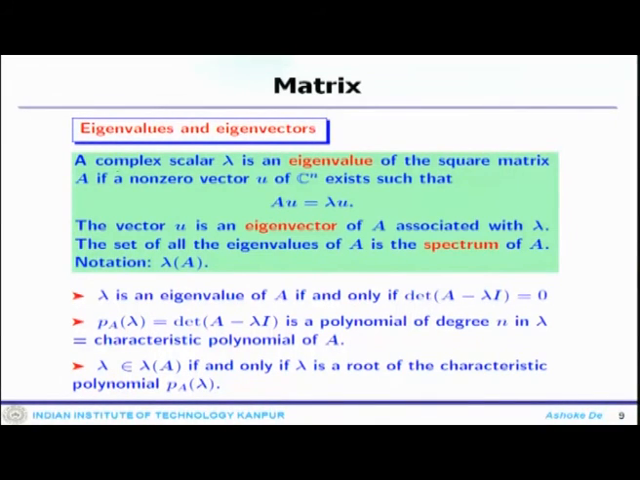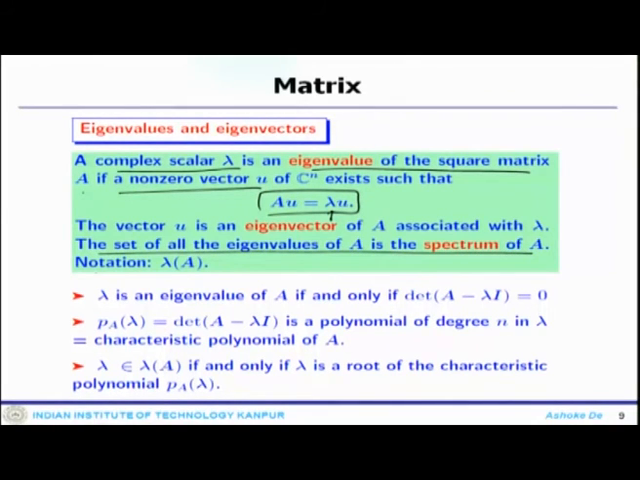Eigenvalue: the complex scalar lambda is an eigenvalue of the square matrix A if there is a non-zero vector u such that A u is lambda u, and this lambda is going to be the eigenvalue. So the vector is the eigenvector and the associated value will be lambda, and the set of all eigenvalues of A is the spectrum of A, and one can write the eigenvalues of A as lambda(A).